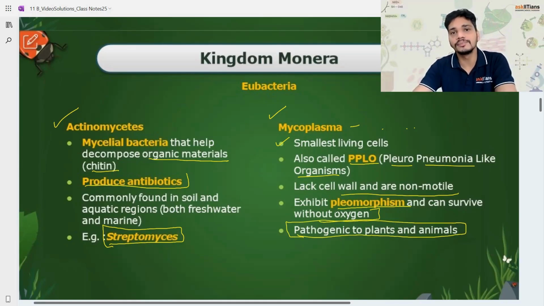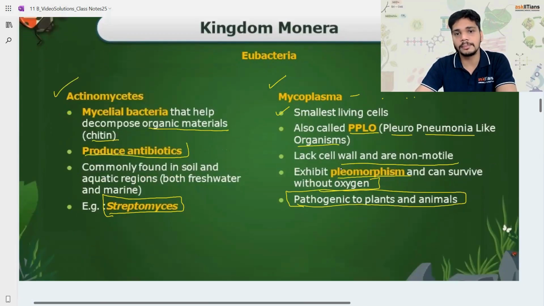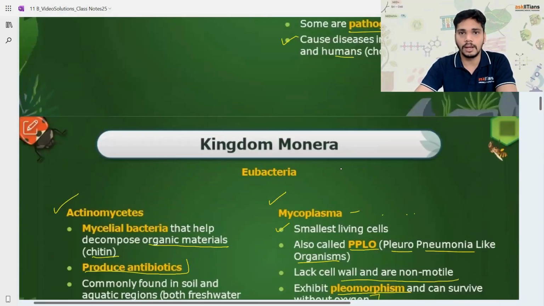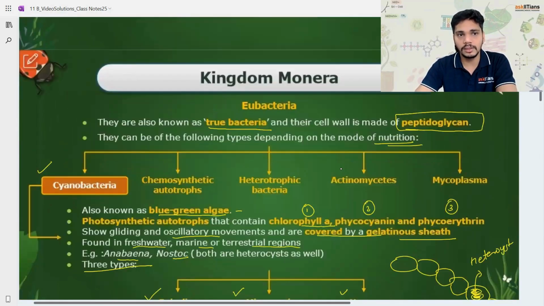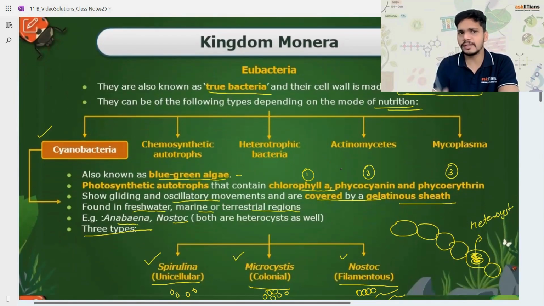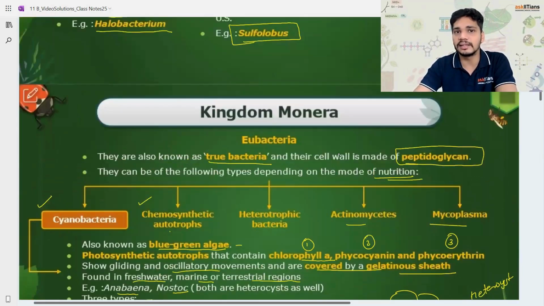Okay, so that is the kingdom Monera, eubacteria. In that, we talked about the actinomycetes and the mycoplasma. So here we concluded eubacteria: we covered cyanobacteria, the chemosynthetic autotrophs, heterotrophic bacteria, actinomycetes and mycoplasma. So here we covered the kingdom Monera in detail.